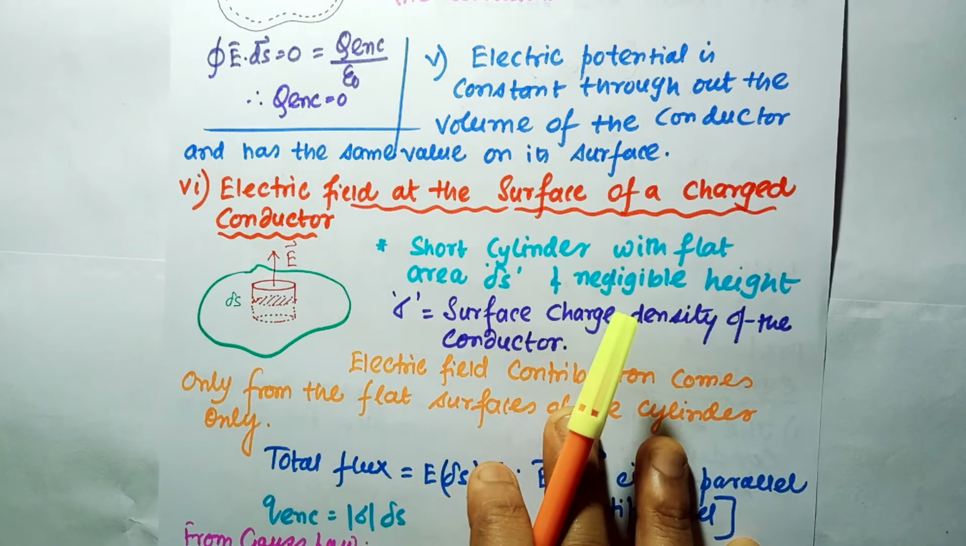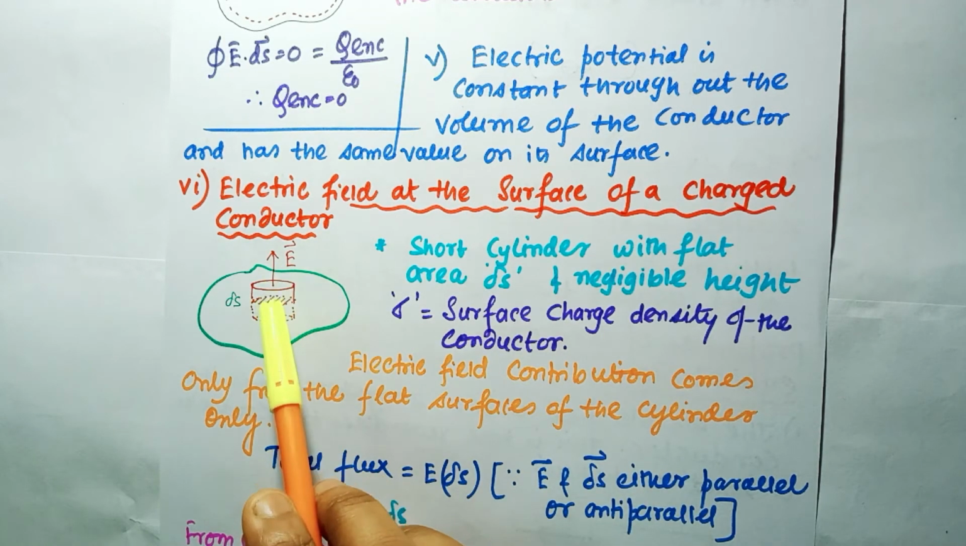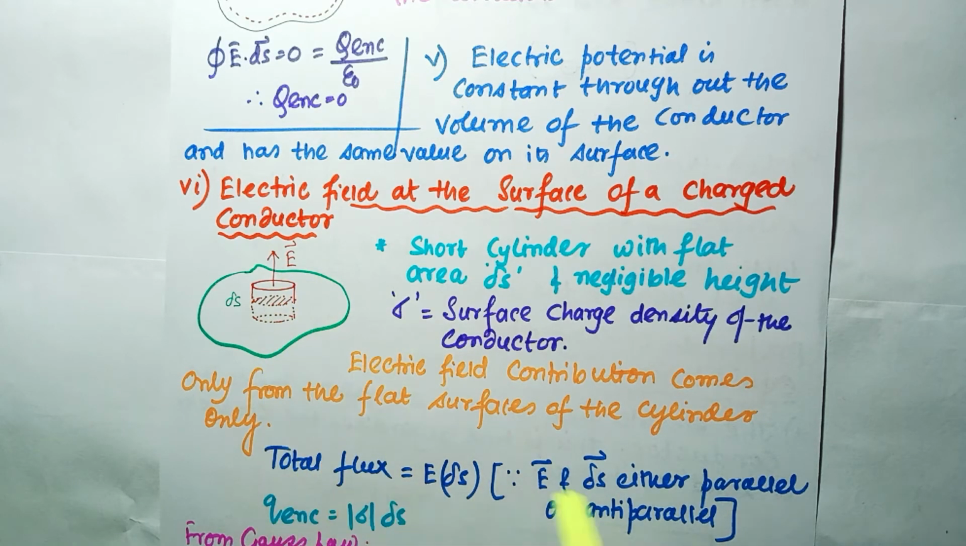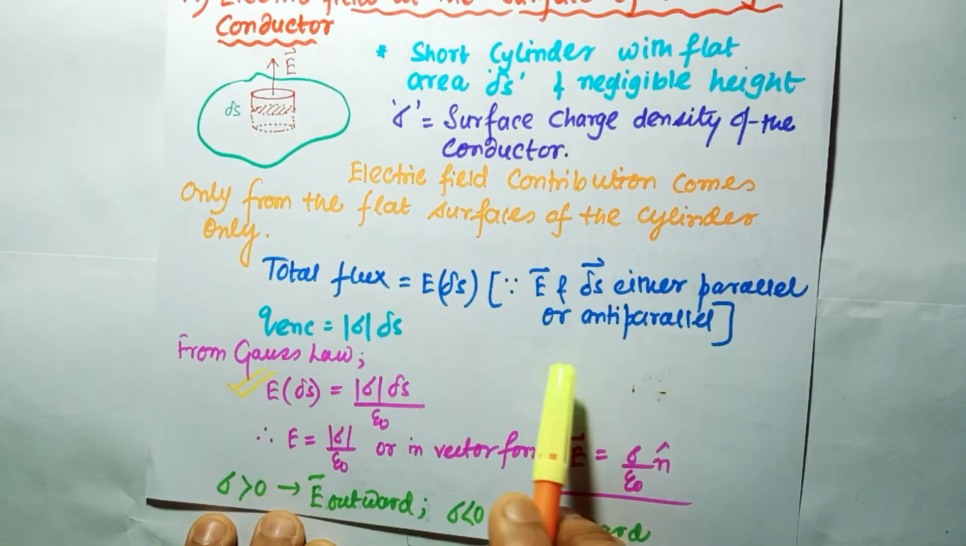So the electric field contribution comes only from the flat surfaces, because for the flat surface the electric field and the normal to the surface are either parallel or anti-parallel. It means that the theta value is either 0 degrees or 180 degrees. So for the two flat parallel surfaces, the total flux will be E delta S, because E and delta S are either parallel or anti-parallel.